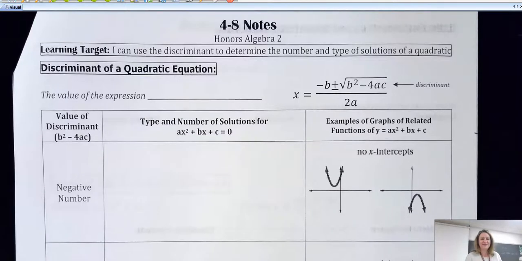Okay, today we're going to talk about the discriminant for a quadratic equation and the number and types of solutions that you can have. So I just want to give you that information here at the top. There's a little formula for this.